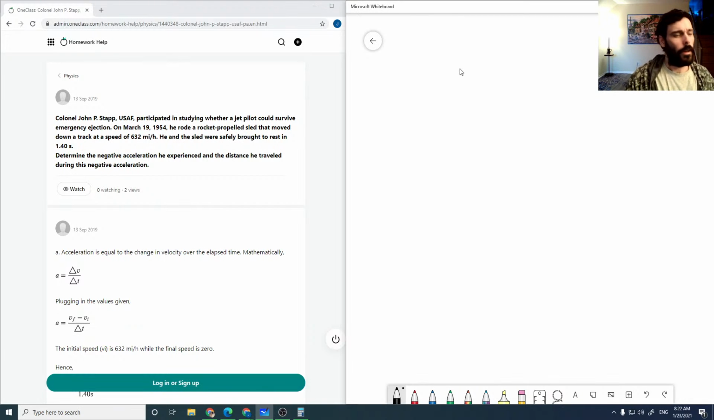Okay, so we've got Colonel John P. Stapp, who studied whether a jet pilot could survive. He rode a rocket-propelled sled that moved down a track at 632 miles per hour, and he brought it to rest in 1.4 seconds. We need to determine the acceleration he experienced. So first of all, I'm going to bring this into meters per second.